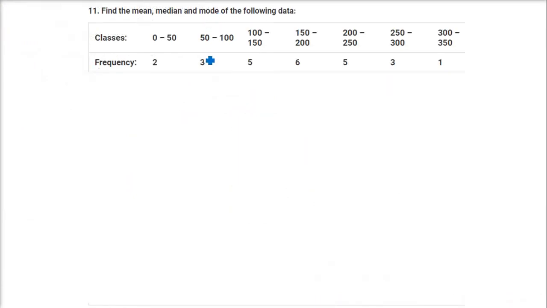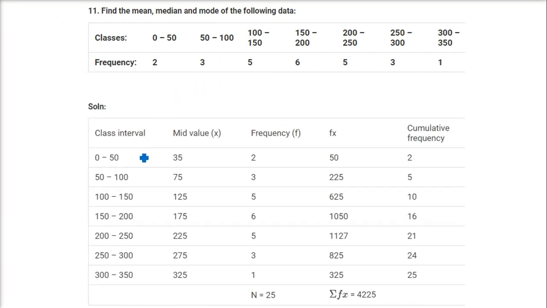Find the mean, median, mode of this data. So let us write it in the tabular form. Find out the mid value, that is 0 plus 50 by 2, that is the mid value we have to find out. So this will be 25. Then 50 plus 100 by 2, 75, like this. So all these values are the addition of upper and lower limit divided by 2. Frequency is in this table. This is the row, we converted it to this table.